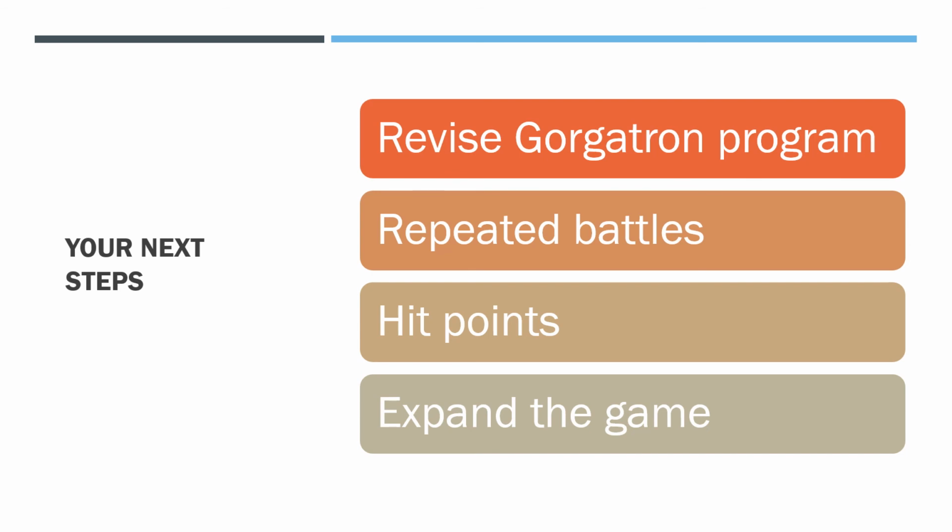Your next step is to revise the Gorgatron program in all the ways that I've shown you in this lesson. You can copy exactly what I've shown you, or you can close this lesson and do it on your own. And then there are some enhancements you can make. You can put the whole program inside a loop so that you can have repeated battles against Gorgatron. You can give yourself and Gorgatron hit points, and whenever you lose a battle, you'd lose a hit point. And then when you've lost all your hit points, or Gorgatron has, then you've either won or lost the game.